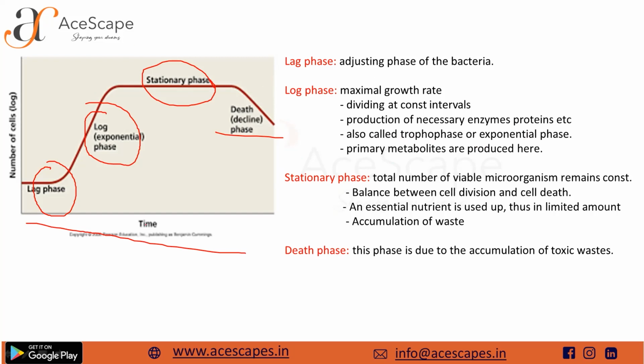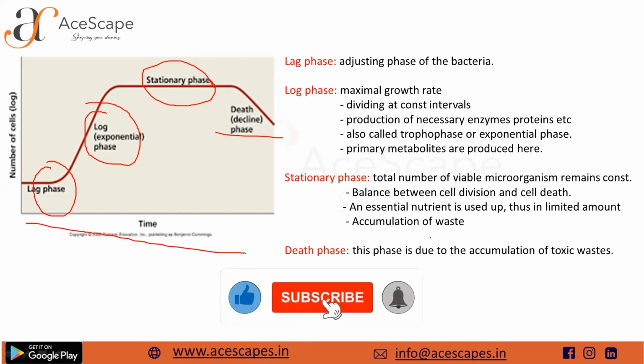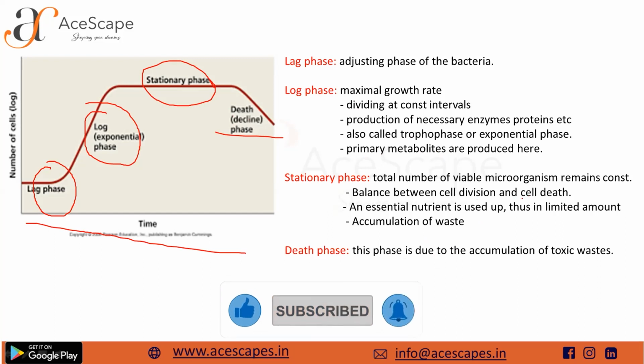As we are doing a lab culture, the growth is studied in a batch culture, where we provide all the nutrients at a time and then start it. It is a closed system. After a certain time, the nutrients will get depleted, and so the microbes will enter a stationary phase. That is, the total number of viable microorganisms will now remain constant. There will be a balance between cell division and cell death.